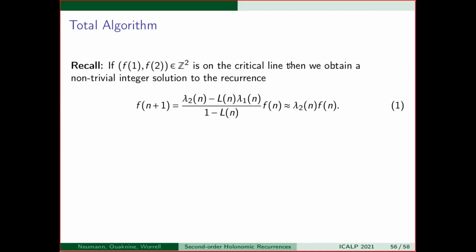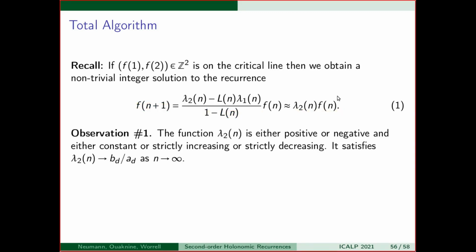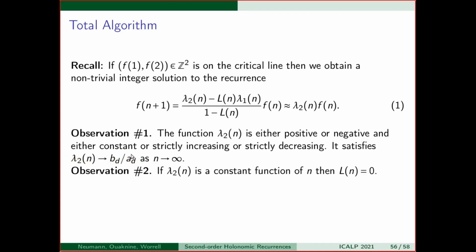So under this assumption, let's study the cases in which we can find the total algorithm. So if the critical line where we cannot in general decide positivity has a rational point, then it has an integer point, and we know that the points on the critical line will satisfy this first order recurrence, which approximately is just multiplying by lambda 2 of n. Now the function lambda 2 of n is either positive or negative, it can never change sign, and its derivative also can never change sign. It's either constant or strictly increasing or strictly decreasing. Also, lambda 2 of n converges to bd divided by ad as n goes to infinity.